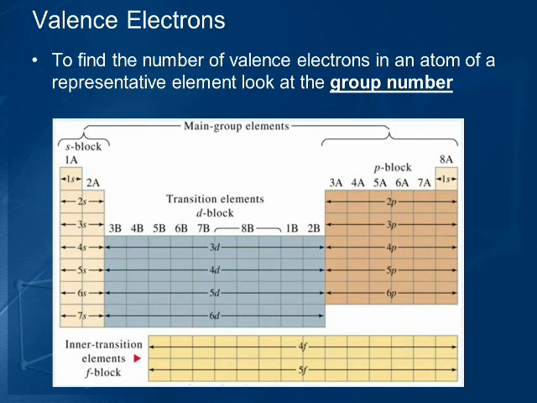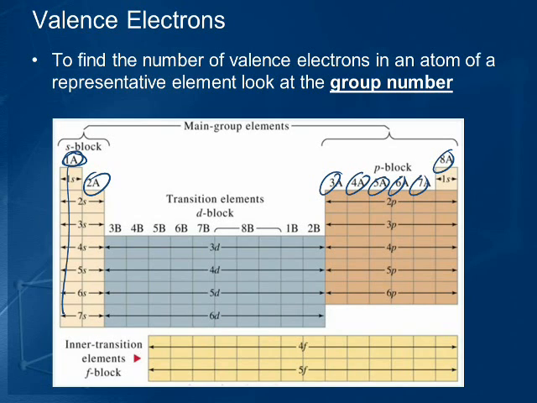Now, to find the number of valence electrons in an atom of a representative element, remember, we're just looking at representative now, as opposed to transition, we're going to look at the group number. The transition metals follow their own little rules. It's a little different. These metals here. So we're not going to look at those now. We're looking at the representative ones. So valence electrons would be the number of the group, or the group number, right here.